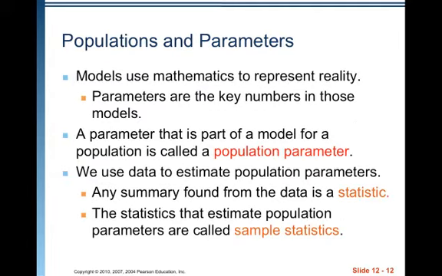Populations and parameters. Models use mathematics to represent reality. Parameters are the key numbers in those models. A parameter that is part of a model for a population is called a population parameter. We use data to estimate population parameters. Any summary found from the data is a statistic. The statistics that estimate population parameters are called sample statistics.